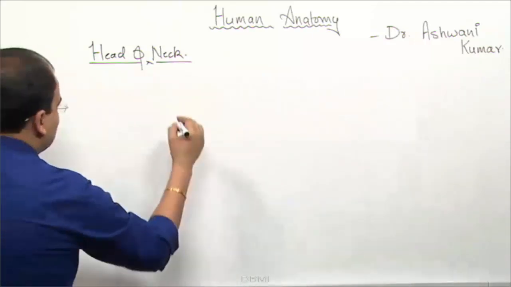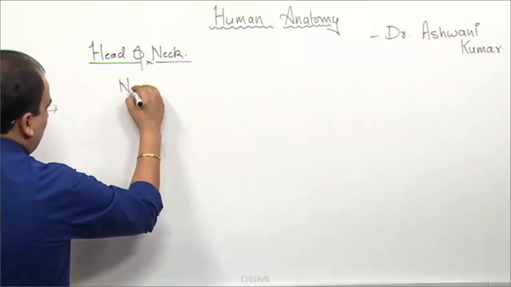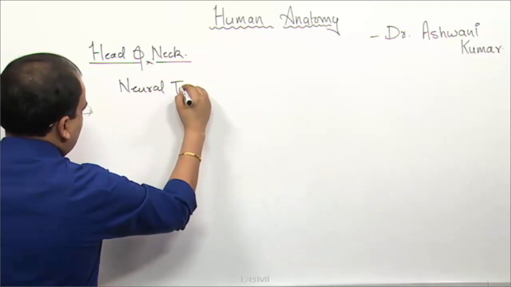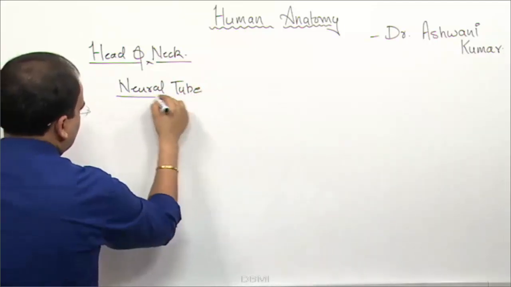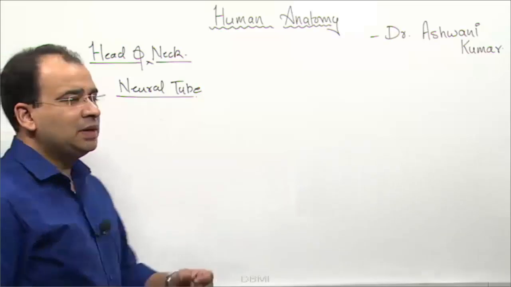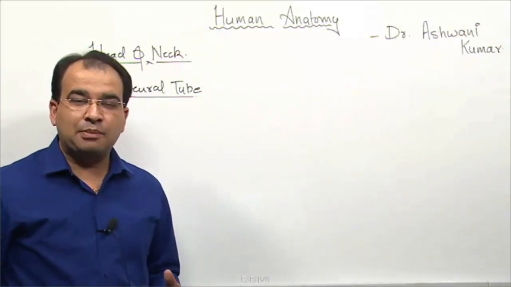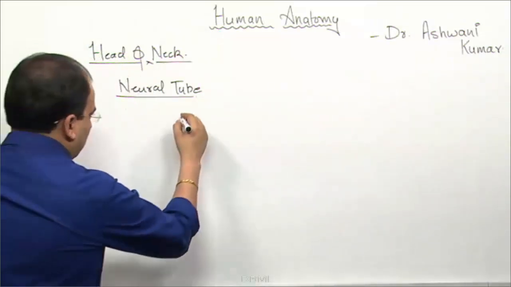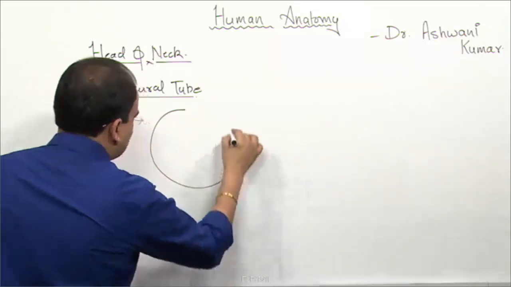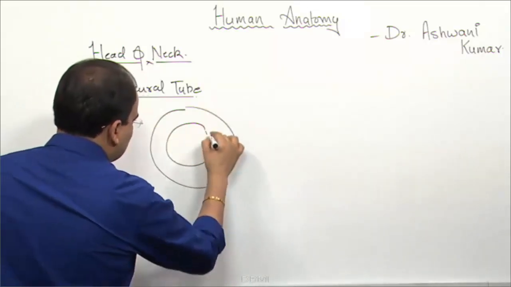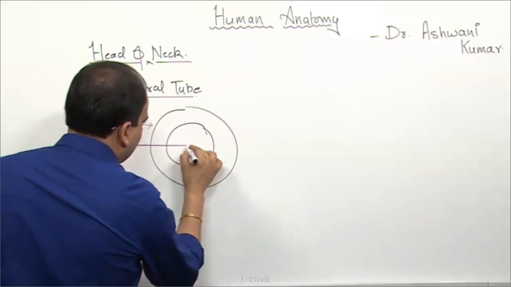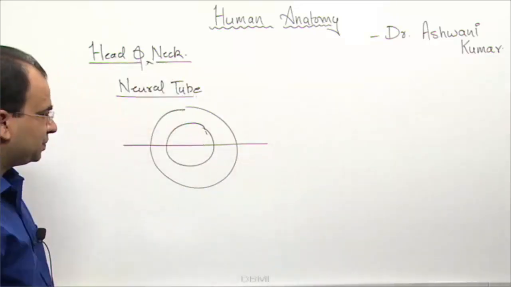So let me begin the discussion with the neural tube. Although we will talk about this neural tube in detail in the embryology part, the reason I want to discuss the neural tube is because I want to see where exactly the cranial nerve nuclei are developing from.